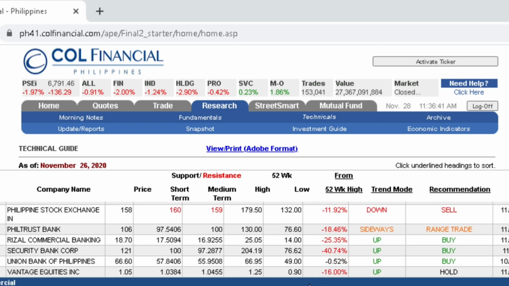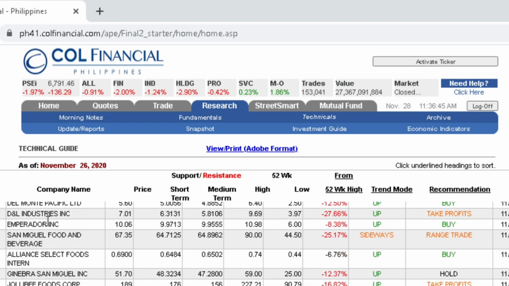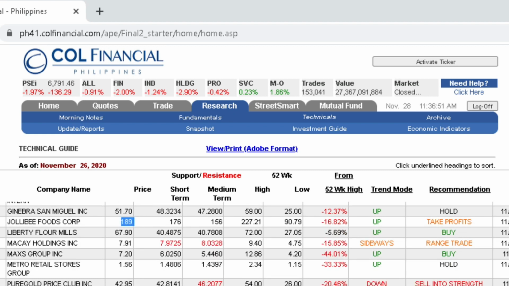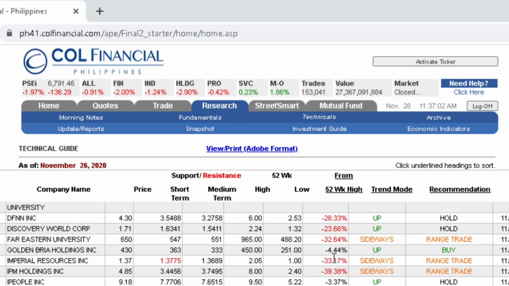Kung hinintay mo siya, ang stocks na ni Jollibee ngayon, ni JFCI, 189. Okay, imagine, kumita ka dapat. Naintindihan? So, yun. Ayan, pataas ang profit ni Jollibee. So, you have to take profits. Okay, so yan, this is an example of a brokerage.